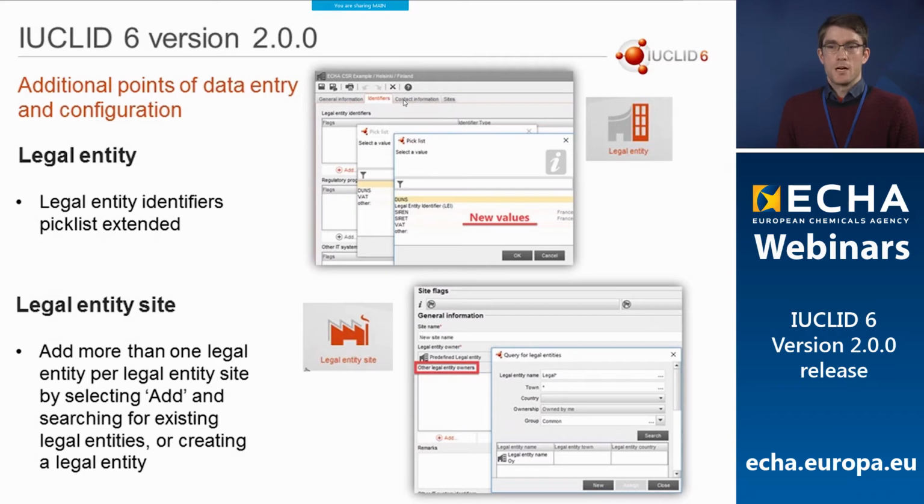So there's some additional points of data entry and configuration which I'd like to highlight. First of all, in legal entity, you'll find an extended legal entity identifier pick list. Also, for the legal entity sites, you can now actually choose multiple legal entities to link to that site. You can see there in the screenshot I've highlighted where you can do that.